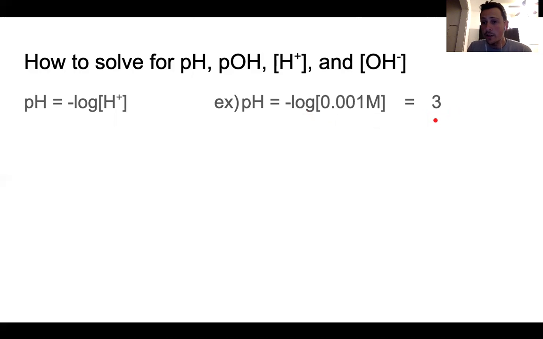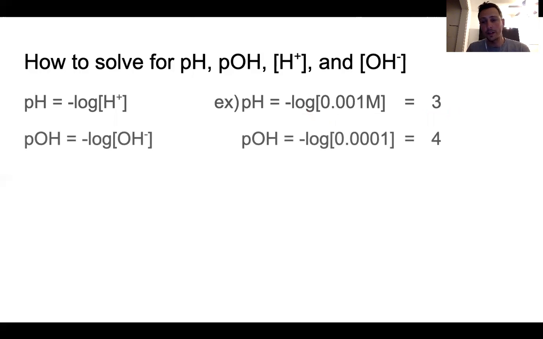For pOH, it's the exact same process, except instead of focusing on H+, you're focusing on hydroxide here. So to find pOH, you take the negative log of the hydroxide ion. So again, if I had a basic solution with 0.0001 concentration or molarity of hydroxide, if I take the negative log of that value, I would get 4.